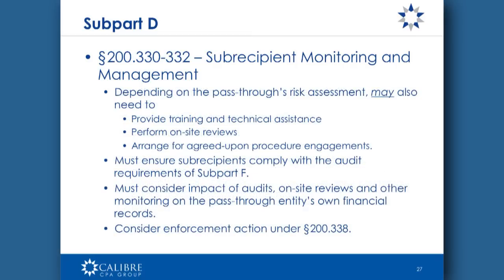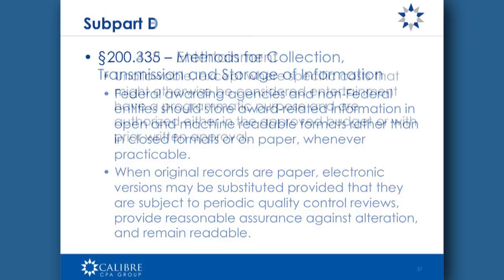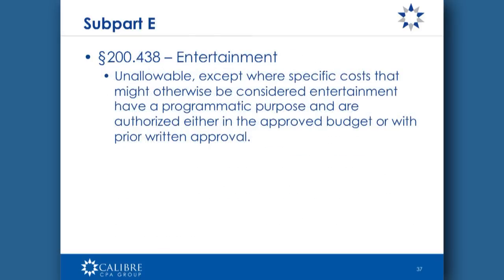Some other items you may need to do that they specifically point out in the circular: provide training to the subrecipient, go on site and perform reviews, even to the point where you may need to provide for an agreed-upon procedure or a program audit done by an outside CPA at that subrecipient to get comfortable that everything's being spent properly. You can see by the amount of language that they put in here and the detail and the specificity of it that this is a big area of focus for OMB: subrecipient monitoring.